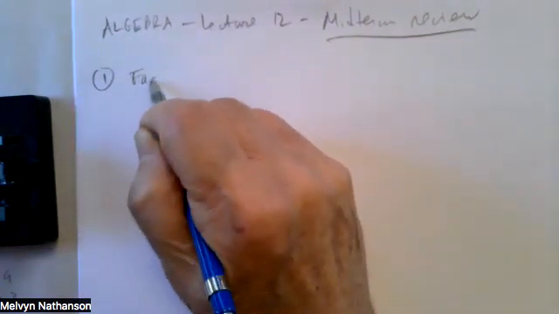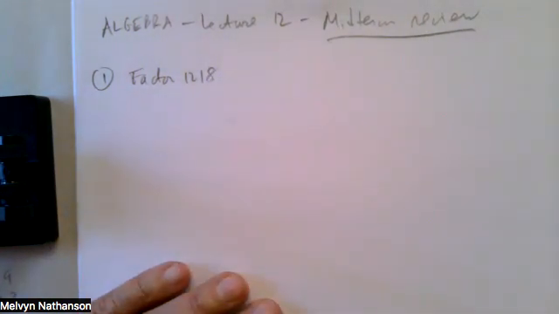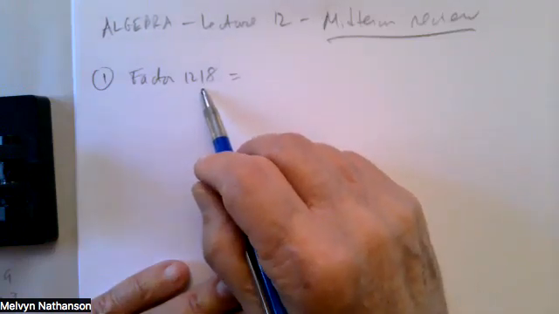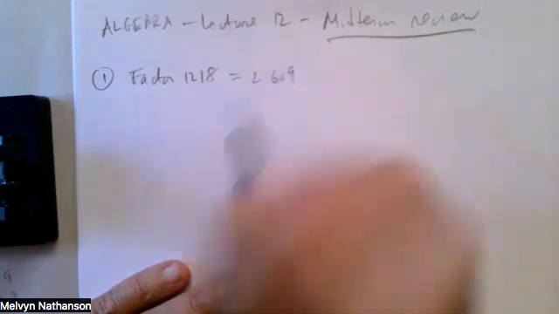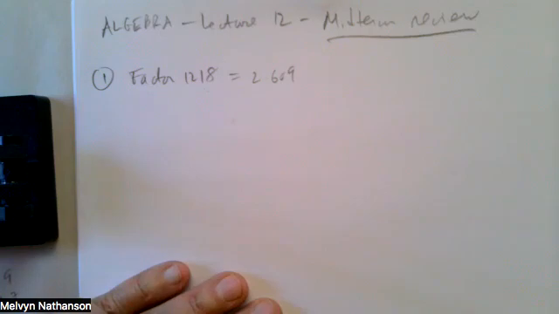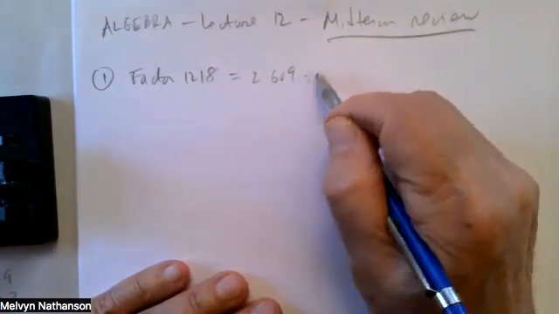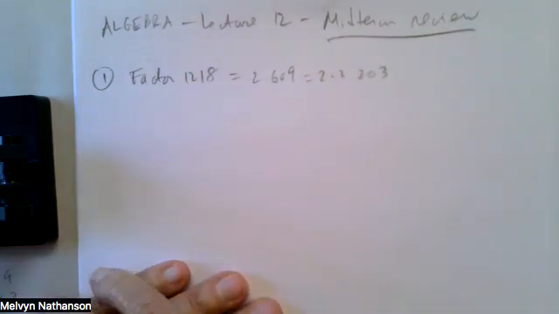Problem 1 is to factor 1218. So this is just a little bit of arithmetic, which you can do by hand. The first thing you might observe is 1218 is even. So it's 2 times 609. I think I'm doing this right. And 609, just looking at it, looks like it's divisible by 3. So that's 2 times 3 times 203.